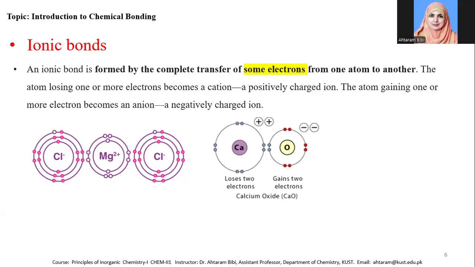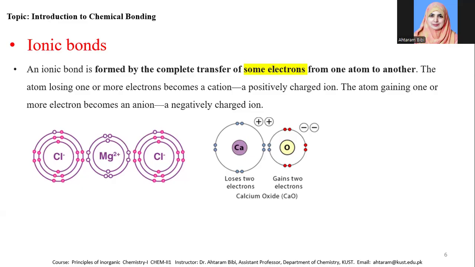Similarly, we can see over here another example, calcium oxide. Calcium is also an alkaline earth metal, and it has two electrons in its outermost shell, and oxygen has six electrons in its outermost shell. So the calcium donates two electrons to the oxygen atom and becomes a Ca2+ ion and an O2- ion, which produce the calcium oxide molecule.